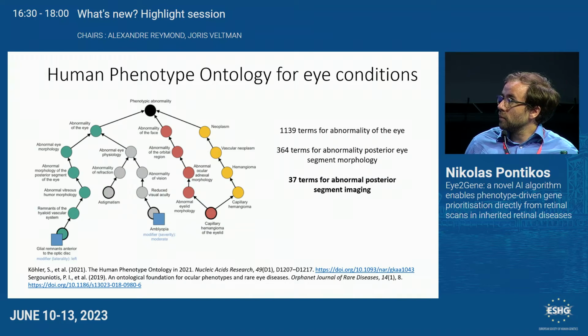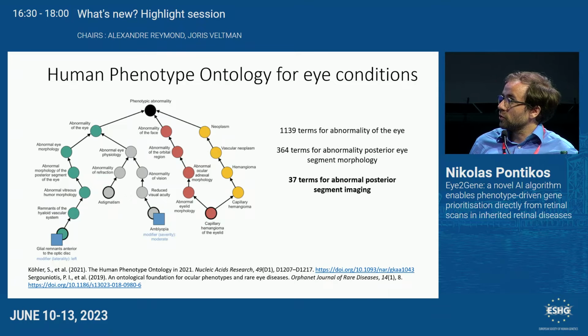For those who are not familiar with the HPO, the Human Phenotype Ontology, briefly, it's a hierarchy of medical terms with more general, less specific terms at the top and more specific terms at the bottom of the hierarchy. There's around 1,139 terms for abnormalities of the eye, of which 364 are for the abnormalities of the posterior segment, which means the retina. And of these, 37 can be linked back to imaging of the retina.